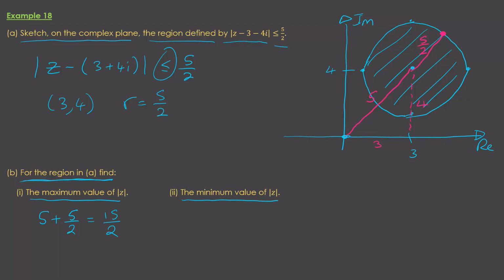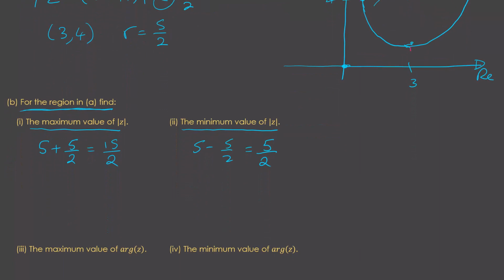The minimum value of mod z, well, that is going to be at this point here. So that's the closest to the origin that the circle gets. And we know that this distance, the hypotenuse here, was 5, and the radius is 5 over 2. And so it's going to be 5 take away 5 over 2, which is 5 over 2.